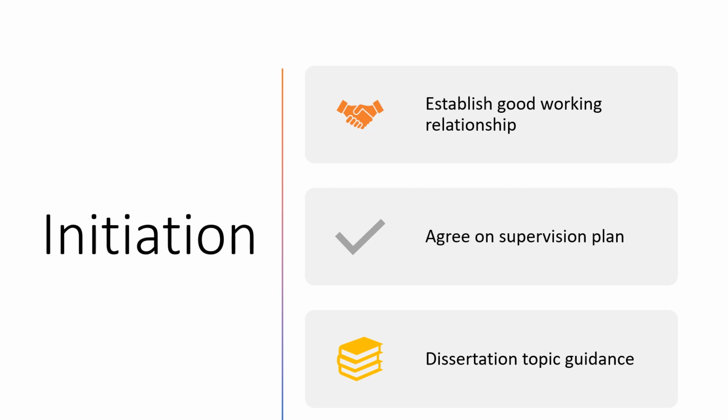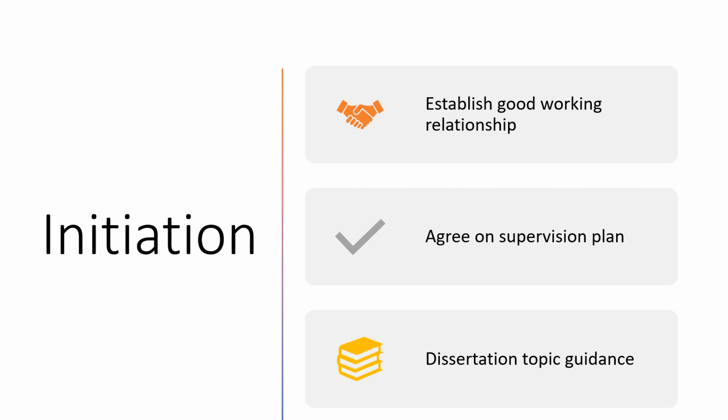Initiation. The first stage is initiation, where you need to establish a good working relationship with your student. This means communicating clearly and regularly about the expectations, roles, and responsibilities of both parties. For example, you can use a supervision agreement form to document the agreed terms and conditions of the supervision process. And the agreement can be in a formal or informal form.